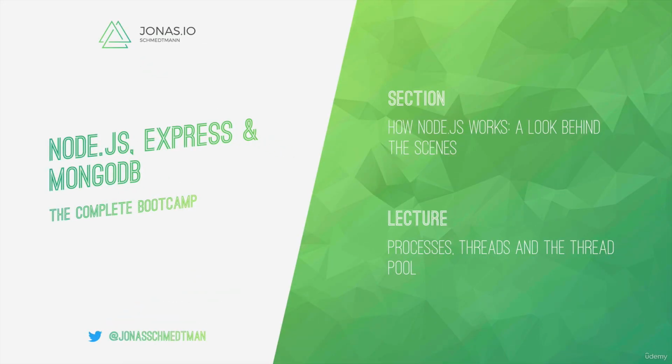So remember that in the last lecture, we talked about the node architecture, where two fundamental parts are the thread pool and the event loop. In this lecture, you're going to learn all about threads and the thread pool, and in the next one, we will then dive deep into the event loop. So let's get started.